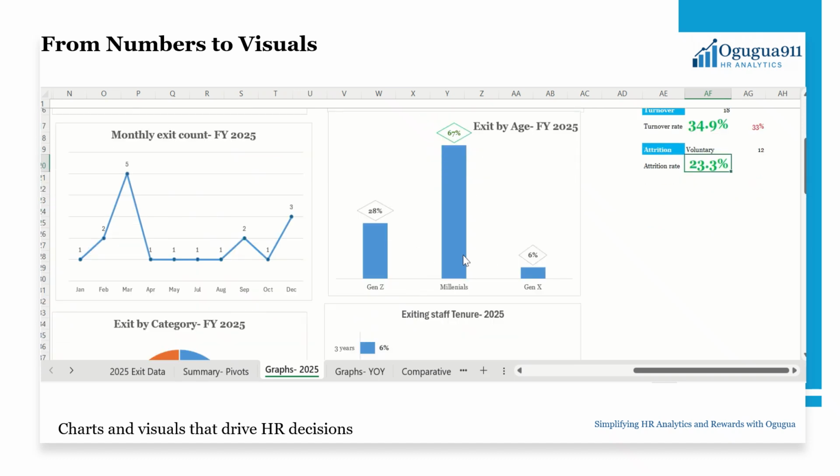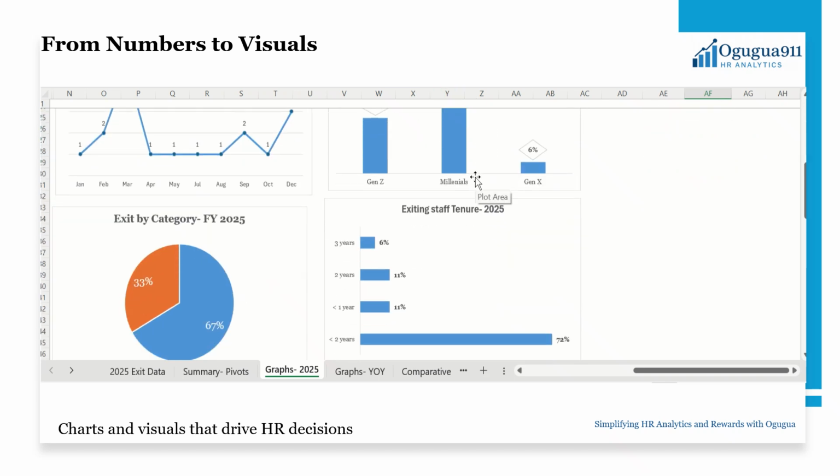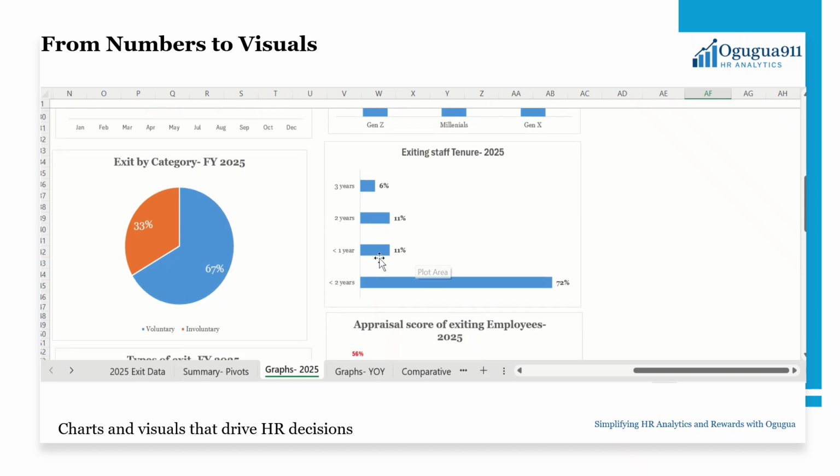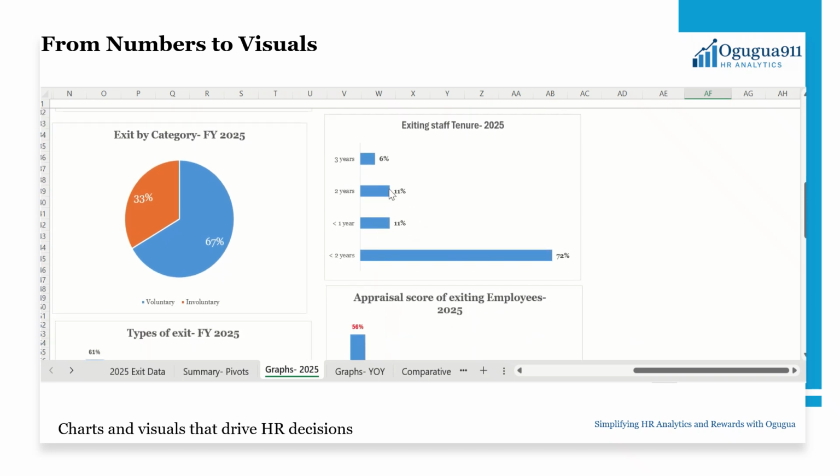Then by age, we see that our millennials are the ones leaving the business. That means that we need to start engaging people of this age bracket to find a way to retain them as HR. Then for length of stay, we found out that only 6% of the exits had stayed up to 3 years. The majority of our exits were less than 2 years, which is 72%, and 11% were less than 1 year.